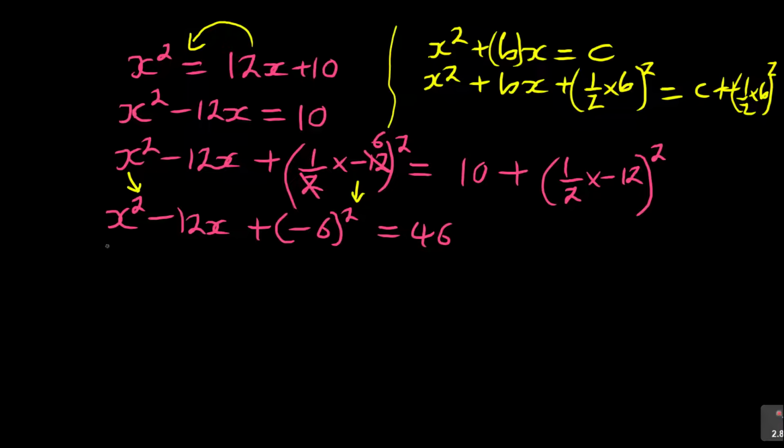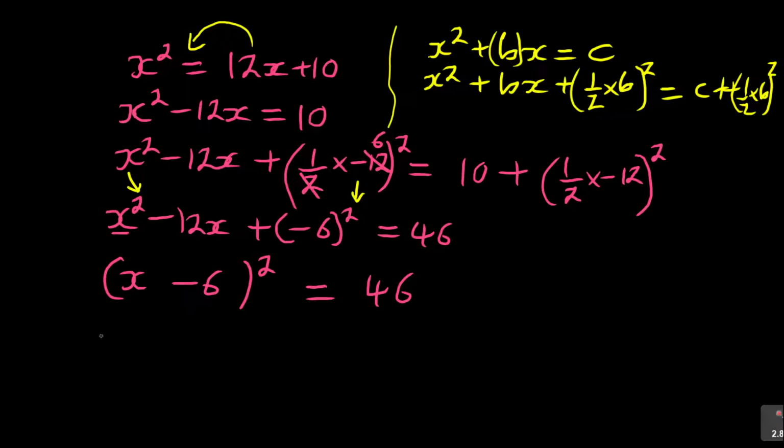You can now write the answer like this. You put a square, and then you say is equal to 46. But what do you write? You write that x, and then what is also inside here, which is minus 6. So x minus 6 squared is equal to 46. That's it. Then you finalize the answer.